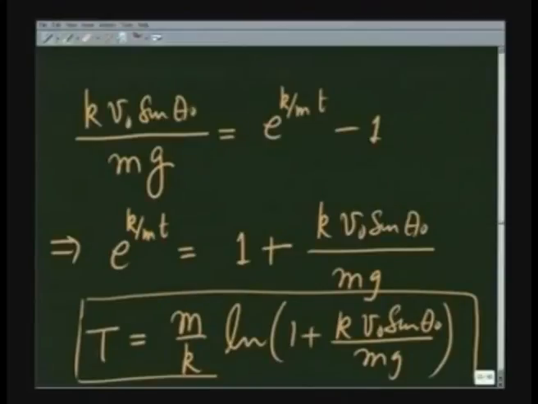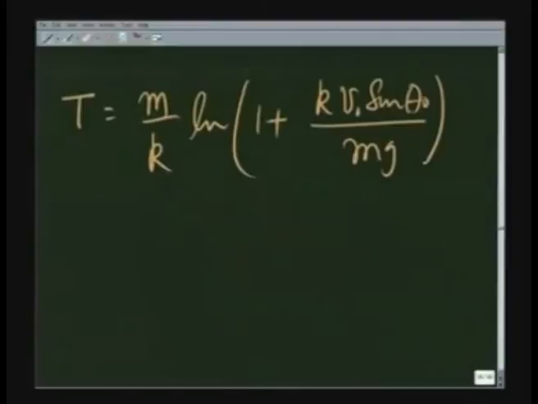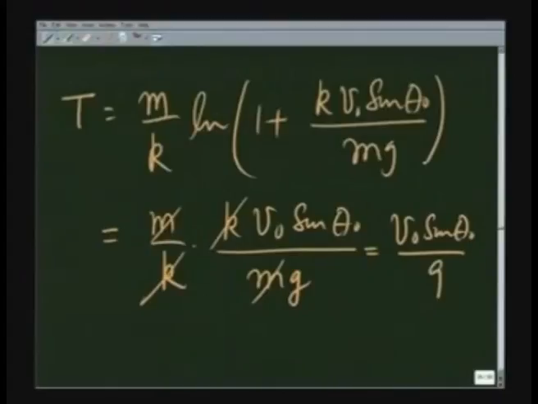Let me again check my answer. Is this correct in the limit of k going to 0? Sure it is, because t is equal to m over k log of 1 plus k v0 sine theta 0 over mg. In the limit of very small k, expanding the log, I get m over k times k v0 sine theta 0 over mg. This cancels, and I get my familiar answer v0 sine theta 0 over g.